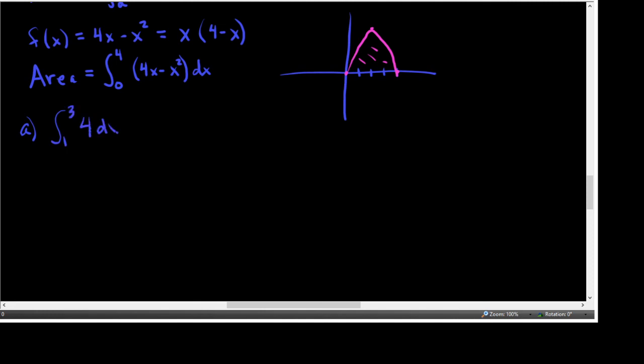So if I were to graph y equals 4, which is this function, y equals 4, this graph right here, and that's non-negative, so we can interpret the integral as the area from 1 to 3 below that function. And so let's mark off where 1 and 3 are.